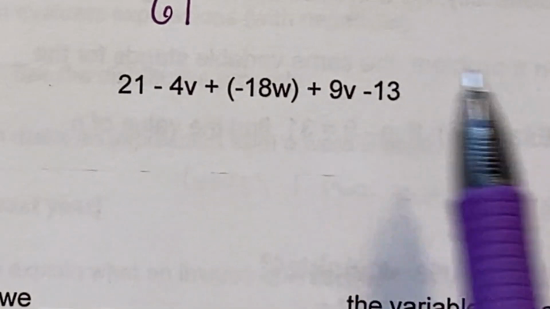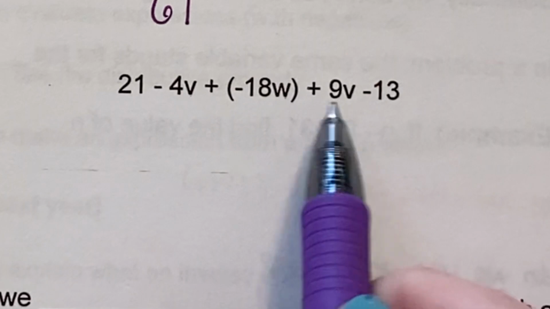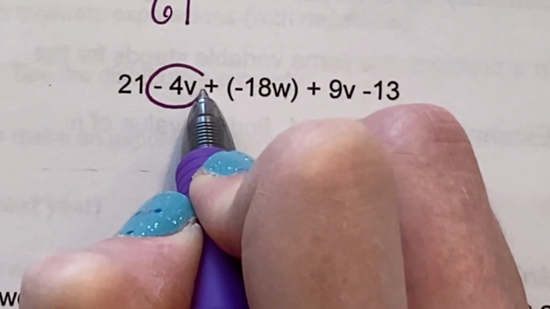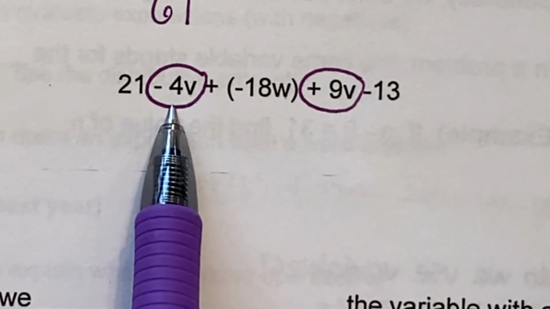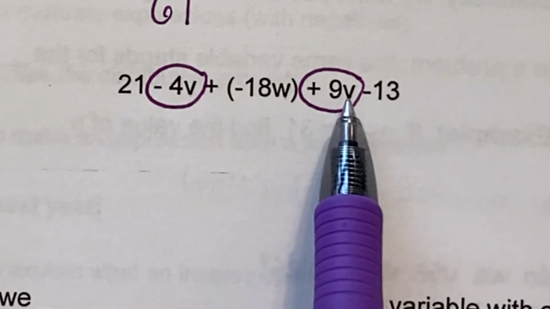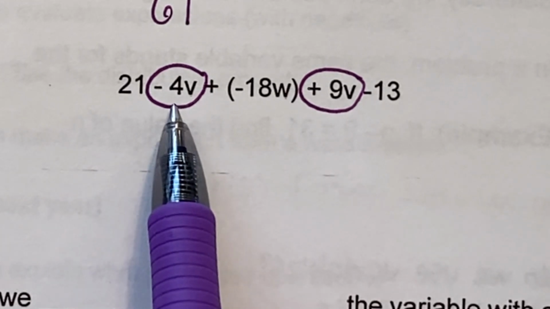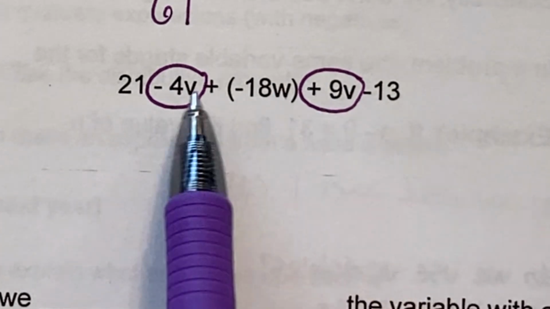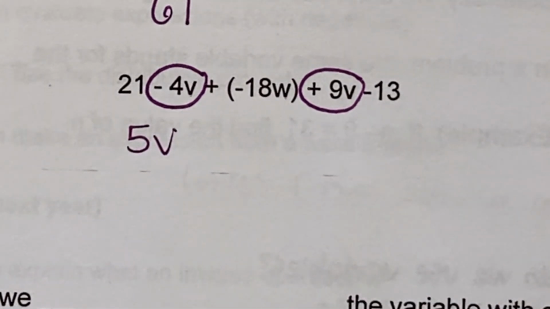Let's take this one. Ooh, I have v's, and I have w's, and I have constants. I want to combine my v's, and I want to combine my w's. So I'm going to circle my v's first. It doesn't matter which one you start with. I just go in alphabetical order. Okay. I have -4 copies of v, and I have +9 copies of v. Well, let's see. This means I have v plus v plus v plus v plus v plus v plus v, blah. And then I have -v, -v, -v, -v. 4 of these are going to cancel out with 9 of these. Basically, +9 minus 4 is 5. I'm going to have 5 copies of v.